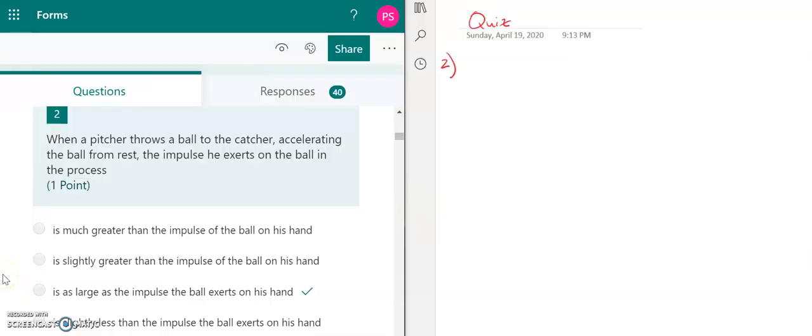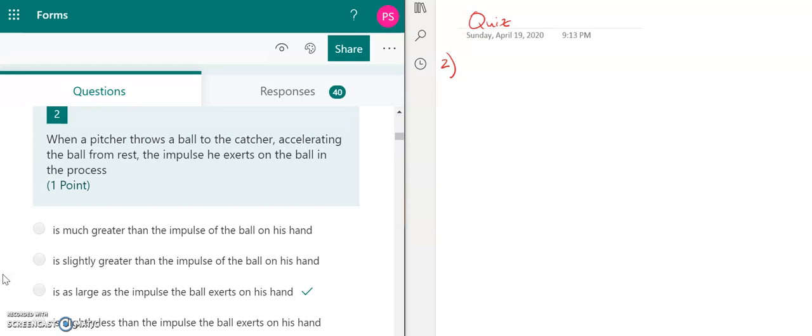Number 2, a pitcher throws a ball to a catcher, accelerating the ball from rest. The impulse he exerts on the ball in the process, the third choice there, is going to be as large as the impulse the ball exerts on the hand. We saw this in homework number 13, where we had two girls on, I think it's skates, and they push off of each other. They have different masses, but the impulse applied to each person is exactly identical. It's basically an explosion problem.